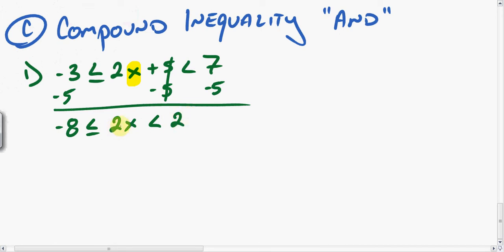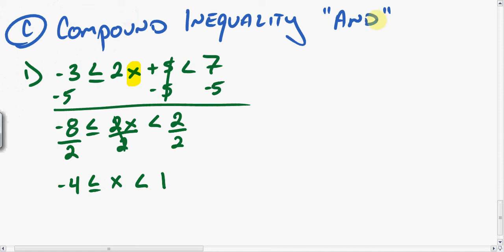Next, I want to detach this 2 from the x, so I'm going to divide by 2. And I need to do it to both sides, so I'm going to divide by 2 here, as well as here. So we see -8 divided by 2 gives us -4, which is less than or equal to x, because 2 divided by 2 is 1, so those cancel. And then is less than 1. So our solution looks like it's -4 is less than or equal to x, which is less than 1.